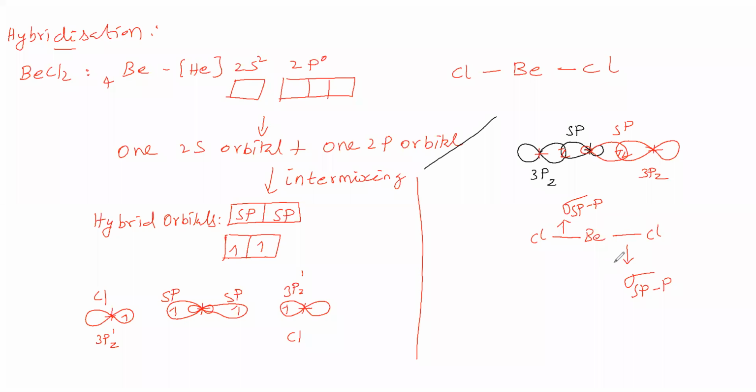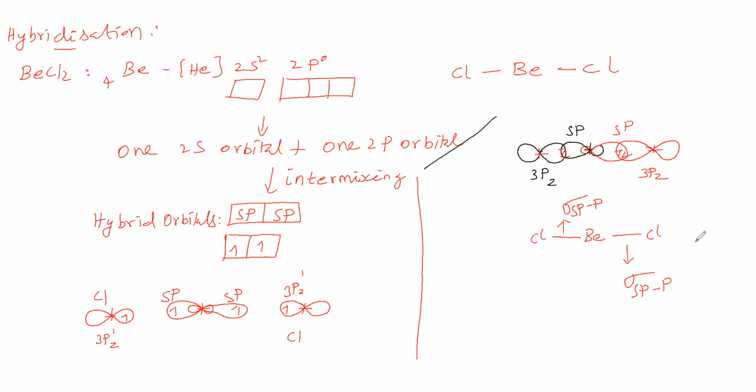So what does the experimental concept say? Beryllium chloride has only one bond length, and that is explained by this hybridization. So in beryllium chloride, the central atom beryllium has sp hybridization.